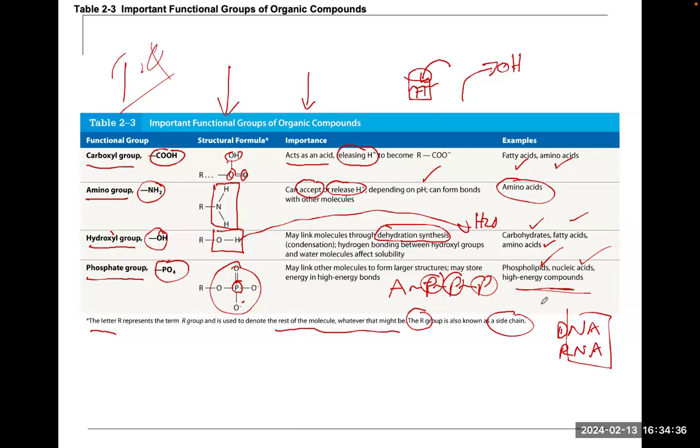Okay, so that's a little bit on the functional groups. When we come back, we will get into carbohydrates.